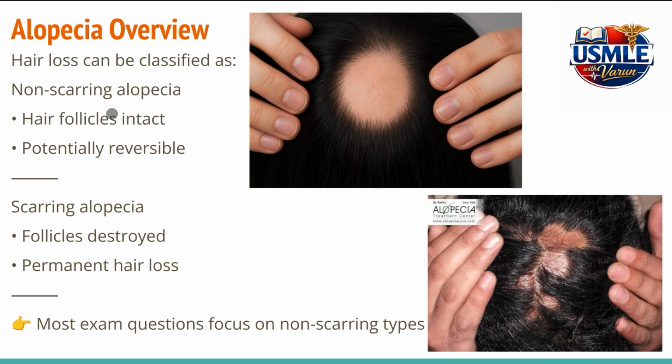Hair loss can be broadly classified into two types. First is non-scarring alopecia. In this type, the hair follicles are still intact. That means hair loss is potentially reversible. Second one is scarring alopecia. Here, the hair follicles are destroyed and are replaced by fibrotic tissue, as in this image. So this leads to permanent hair loss. For exam purposes, most questions focus on non-scarring alopecia because these conditions have distinct clinical patterns that we may be able to recognize. So whenever you see a question on hair loss, the first step is to understand whether the hair follicles are preserved or destroyed.